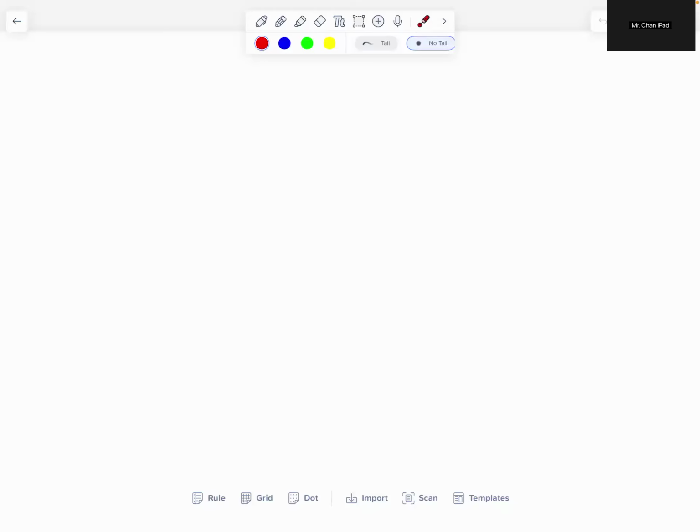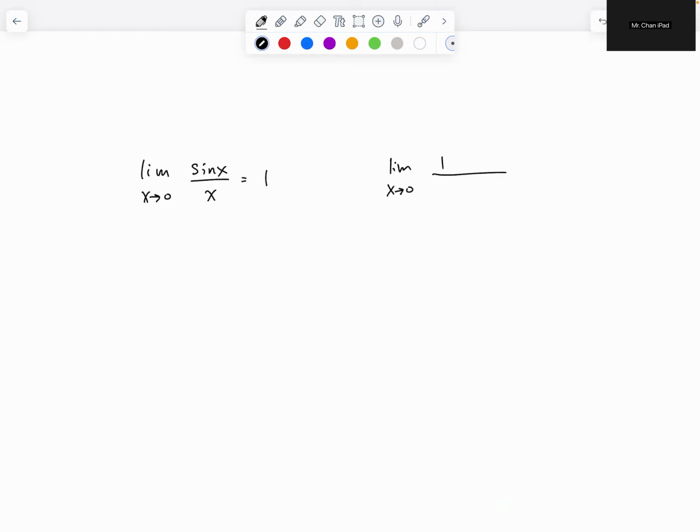Okay, the first thing on my agenda is to make sure that everyone is on the same page regarding the special trig limits. So I hope this is not a stranger to you all. What does that equal to? Yes. And then the other one, limit as x approaches 0 for 1 minus cosine of x over x. That would be 0.